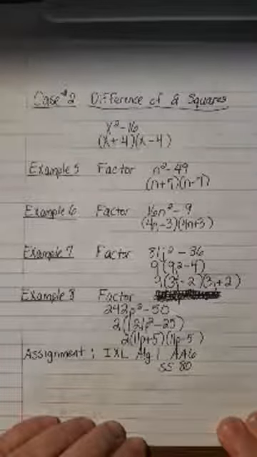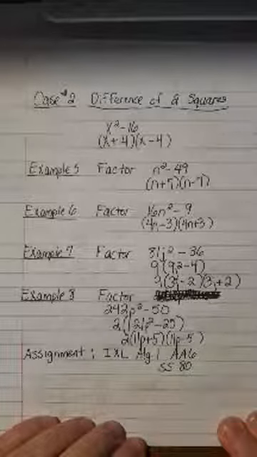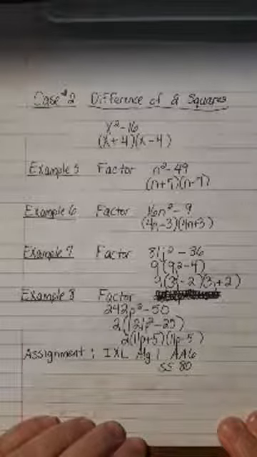We did 2 things. We did perfect square trinomials. And then we did the difference of 2 squares.